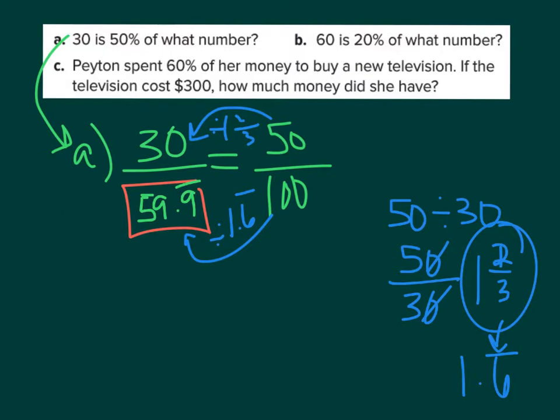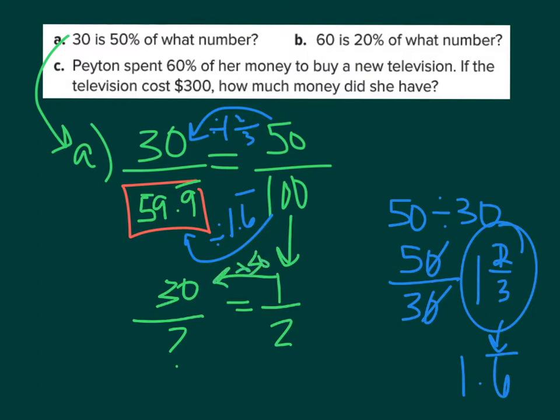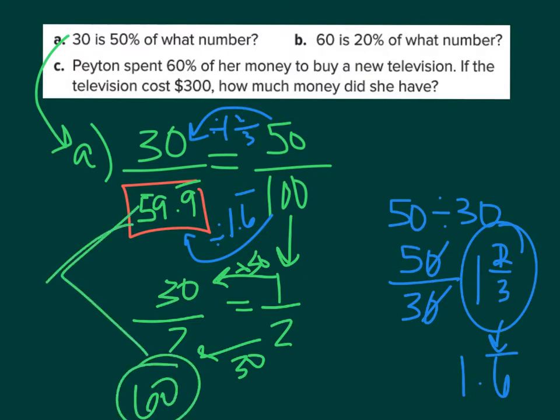The other thing that I could do, because I have 50 over 100, is I could think about really the fact that this is 1/2 and change that equal to 30 over something. Well, to go from 1 to 30, I would multiply by 3, and then 2 times 30 would get me to 60. So notice that my answers are pretty close, that I have 59.9 repeating, which really would round up to 60.